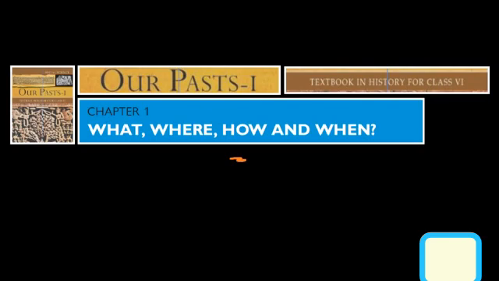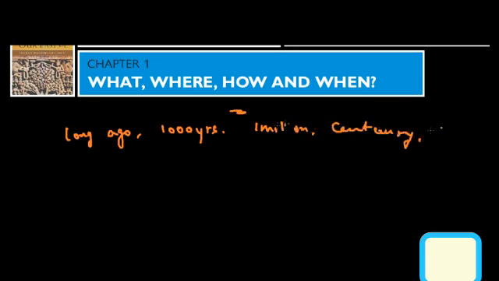Now the thing is, we read in books, newspapers or magazines, and they mostly say long back or long ago, or something like 1,000 years ago, or even 1 lakh or a million years ago, or a century ago or several centuries ago. Such kinds of words do we use.